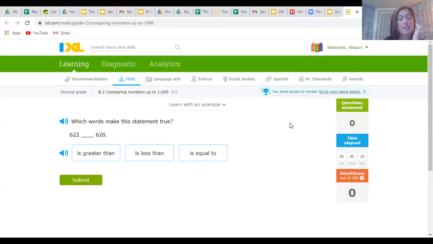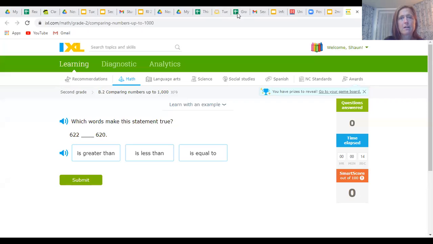All right, now, let me grab my pen so that I can remind you of the symbols. Remember, greater than looks like this, less than looks like this, and of course, equal to is the equal sign. Just so that you know what symbols we'll be using.